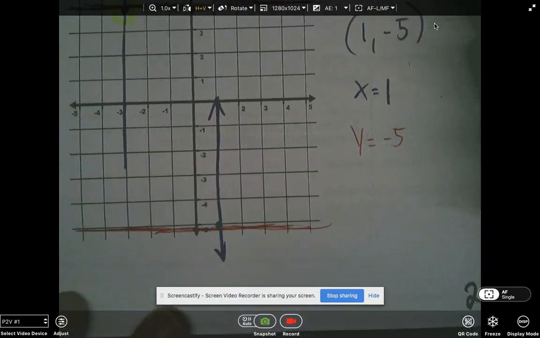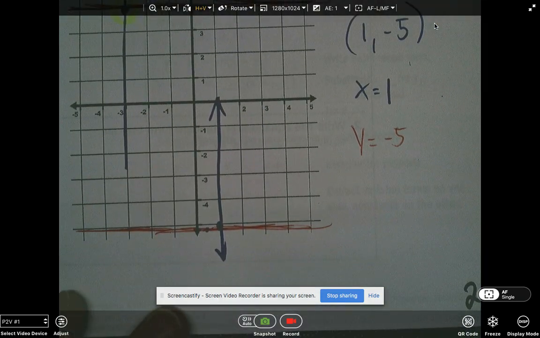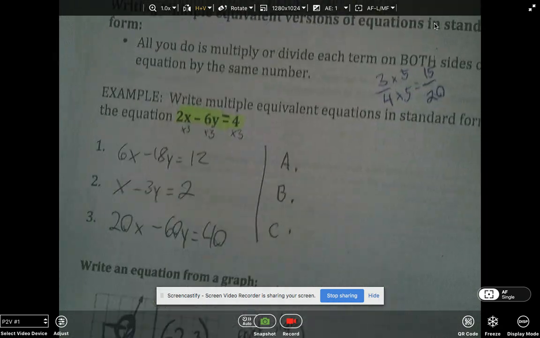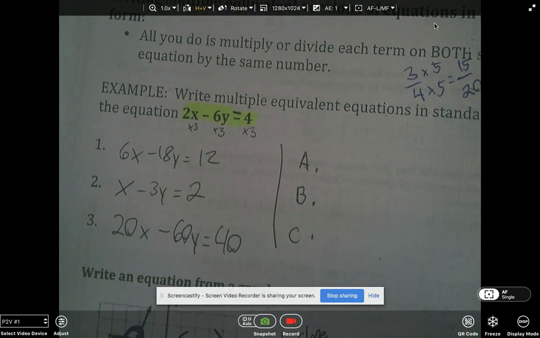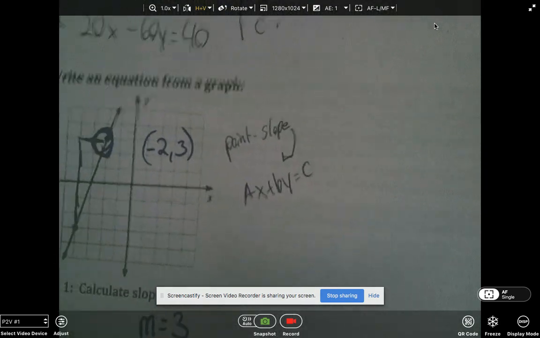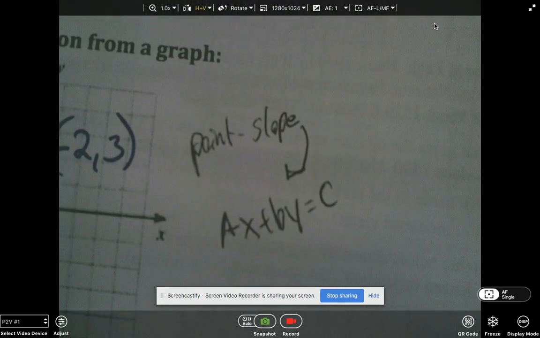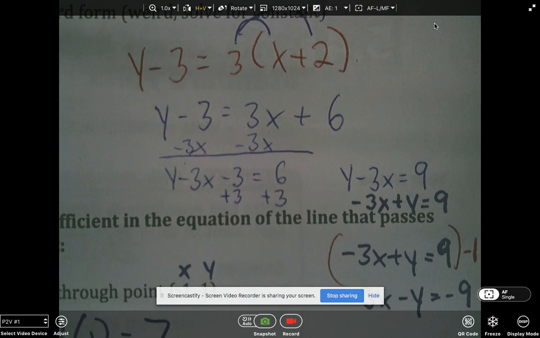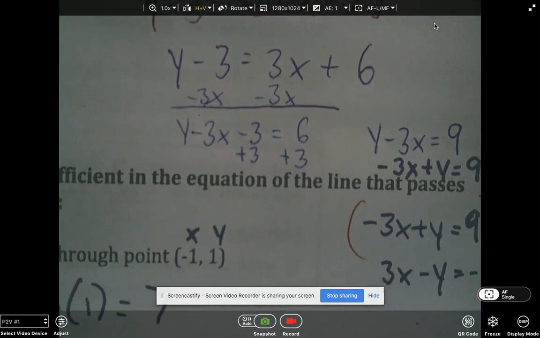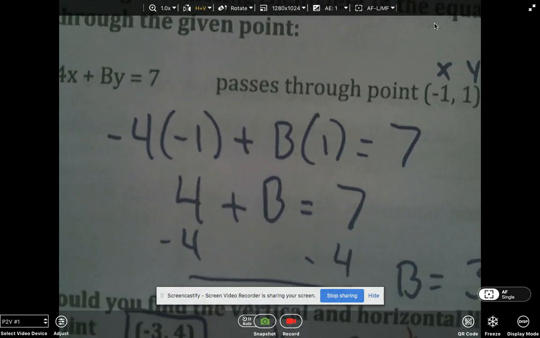Okay, so hopefully that helps you get ready for section 5.4, writing linear equations in standard form. Remember, this will be helpful to clean up the equation at the end, getting equivalent equations. Really what you're doing is just putting it in point-slope form and then manipulating the equation to get back to standard form. And sometimes we'll see questions like this.